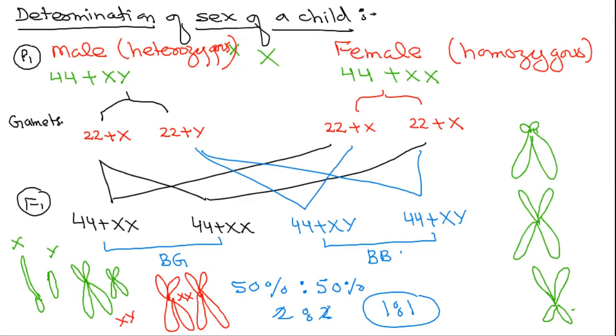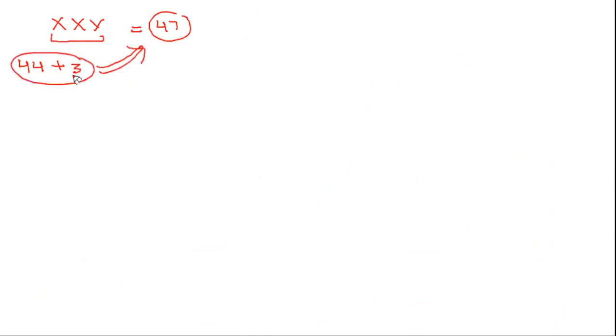As I told you, I think you can easily understand this: XXY. It means there are 47 chromosomes instead of 46, because 44 are general and 3 are these, which equals 47. These are also known as sterile males. Sterile means having no power of fertility. They have very limited intelligence.